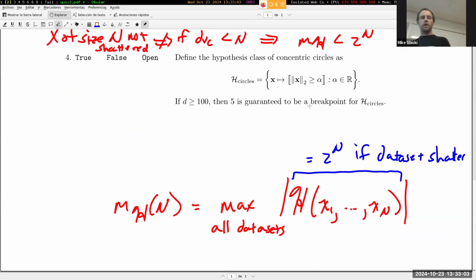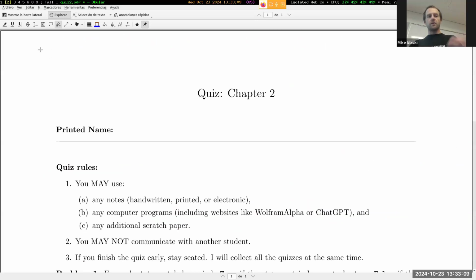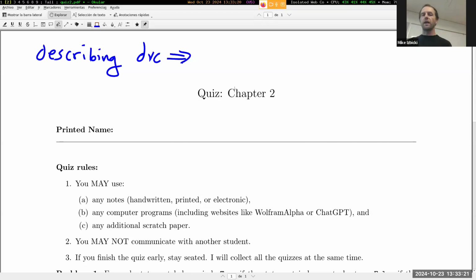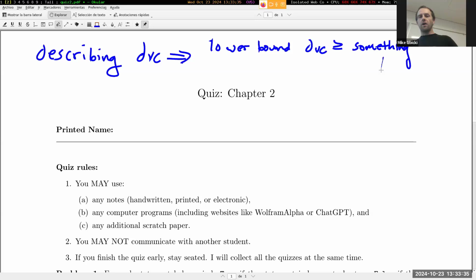This is related to when we are describing the size of the VC dimension, the DVC of a particular hypothesis class. We always do that in two steps, providing a lower bound. The lower bound of the DVC being greater than or equal to something. In order to provide the lower bound, all you need to do is find one data set that is shattered.